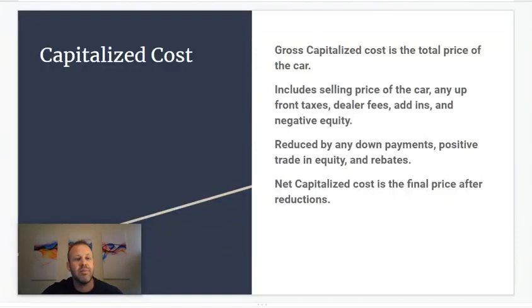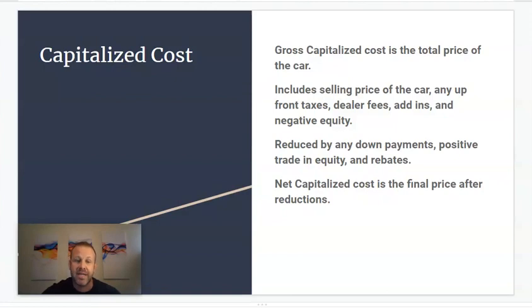So first, let's talk about the capitalized cost. There's something known as the gross capitalized cost, which is the total price of the car. So this includes the selling price of the car that you negotiate with the dealer. This is the part the dealer has control over because they decide how much they sell the car for. And then anything that's rolled into that payments and broken up across the course of the contract.